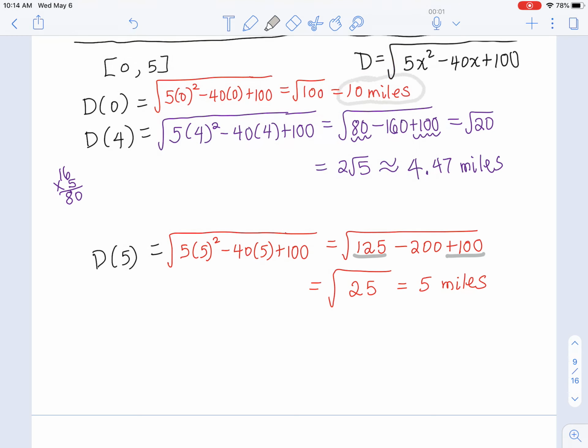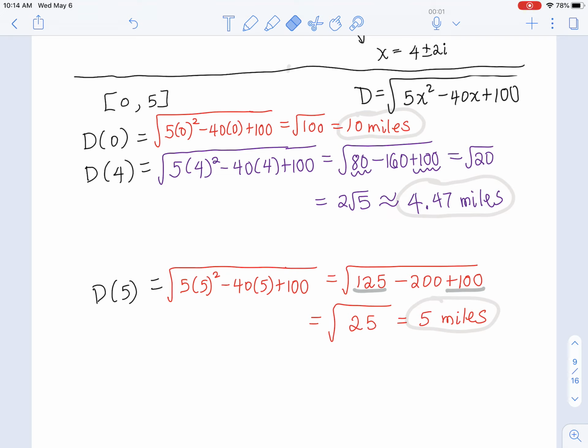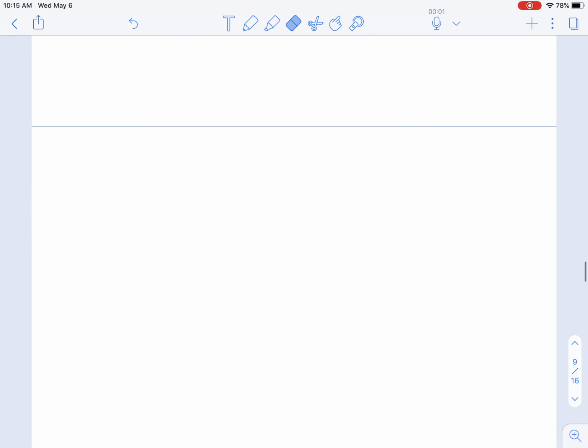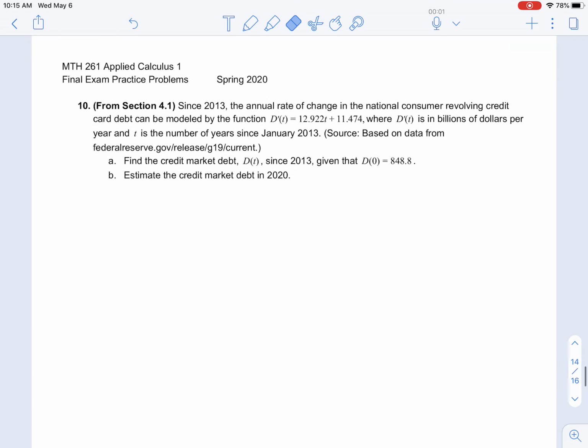All right, I'm going to circle 3 numbers for you. First answer was 10 miles. Second number is 4.47. And the last answer is 5. Which one is the best? Which one is what we want? Remember, we want to minimize the length of the spur line, because we wanted to build it the shortest, right? The shorter it is, the cheaper it is. So the answer is 4.47 miles.